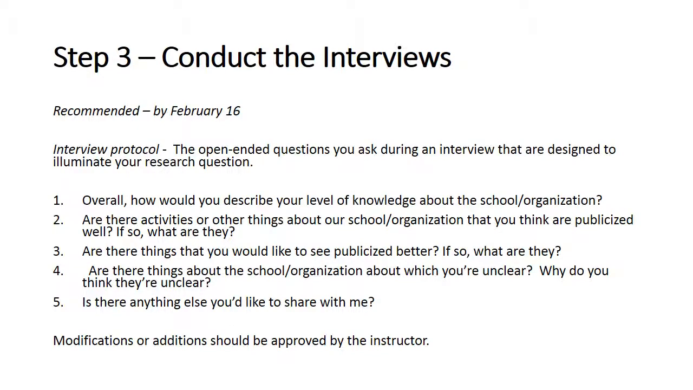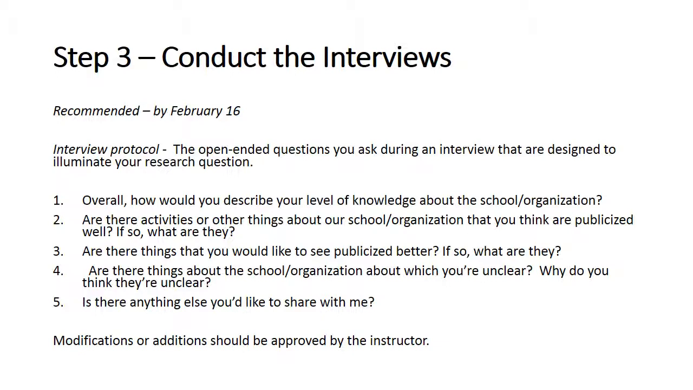The next thing that you will do is to actually conduct the interviews. It's recommended that you do this by February 16th. You'll do so by asking 5 questions. These questions make up your interview protocol. The interview protocol are the open-ended questions you ask during an interview that are designed to illuminate your research question or to answer your research question.